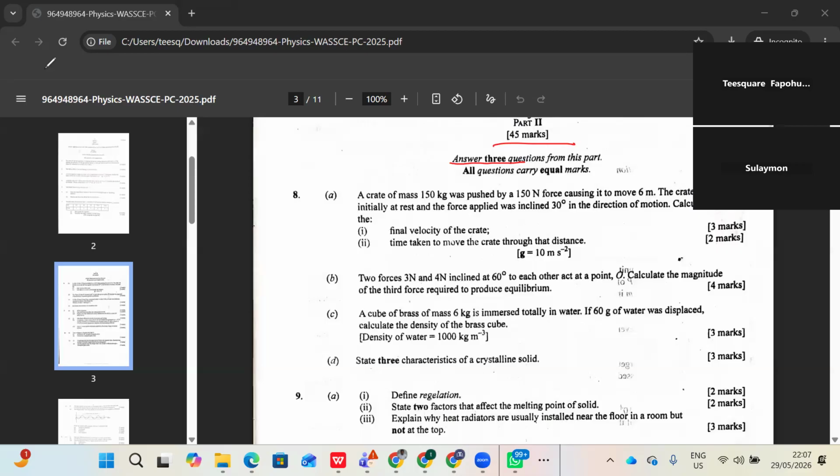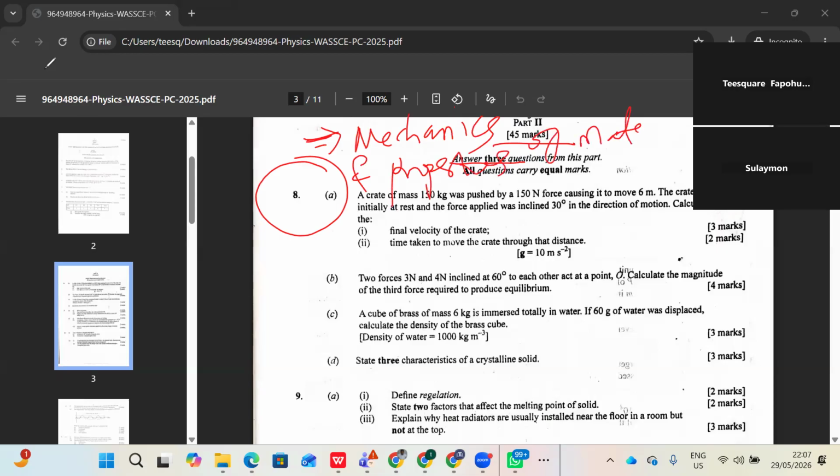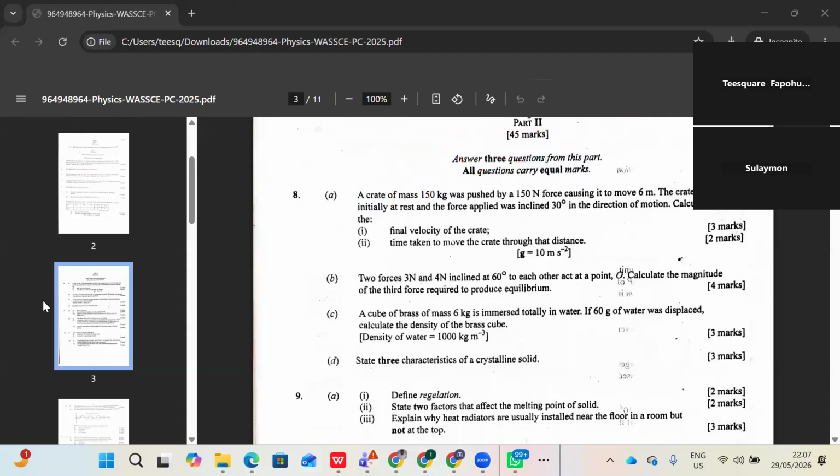So now you have the structure. The first question in part two, which is question 8, is always structured on mechanics, or mechanics and the properties of matter. Let me put it that way. The second one is thermal physics, while the third one is waves and optics. Sometimes they are not arranged accordingly.